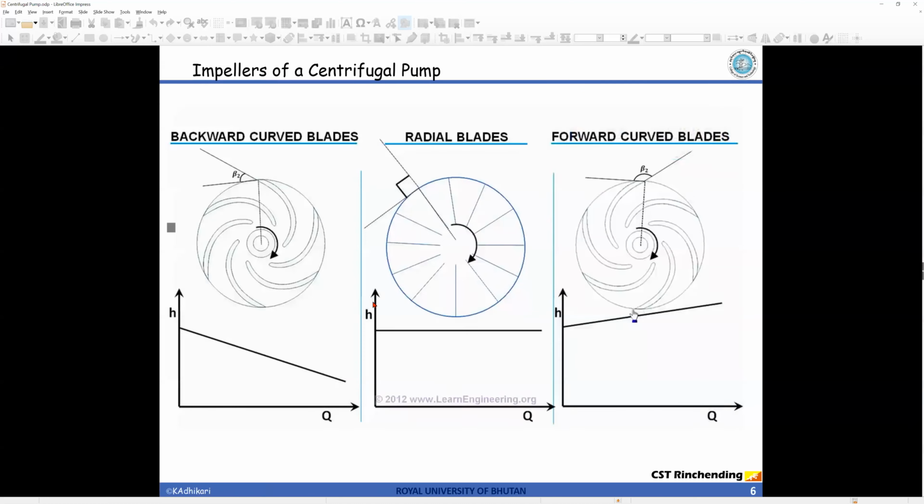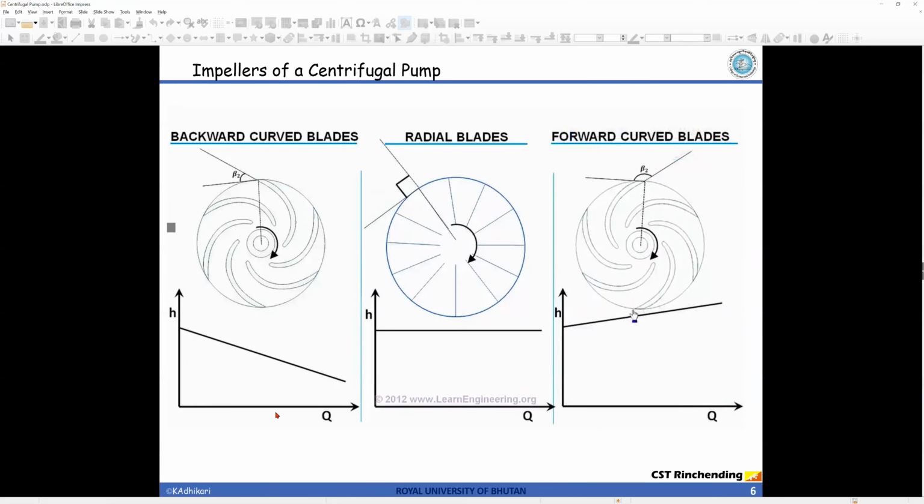And there are different types of impellers, or curved vanes. The orientation of the vane can be backward, radial, or forward. Notice that forward and backward are more or less the same, but it depends upon the rotation. If it is rotating in this direction it becomes backward, but if it was rotating in the other direction, it becomes forward.